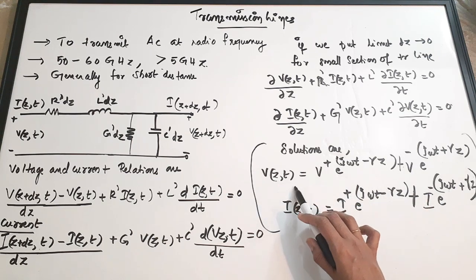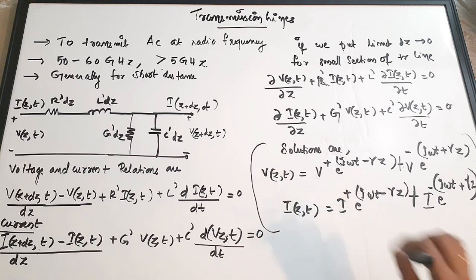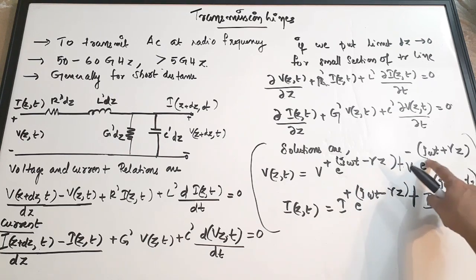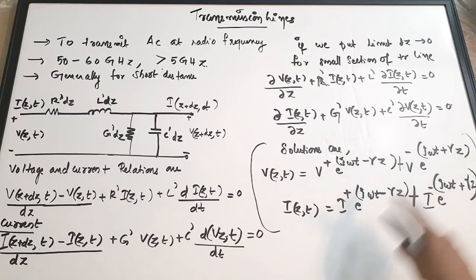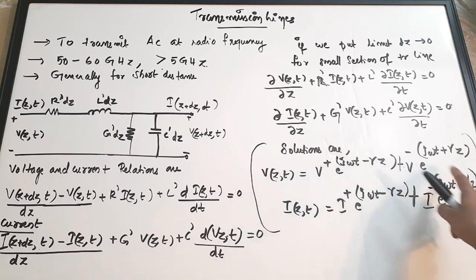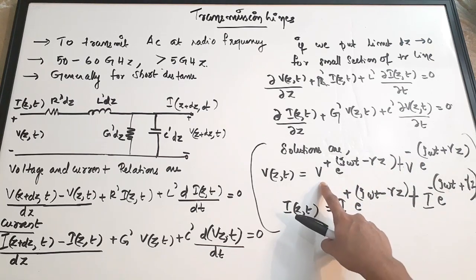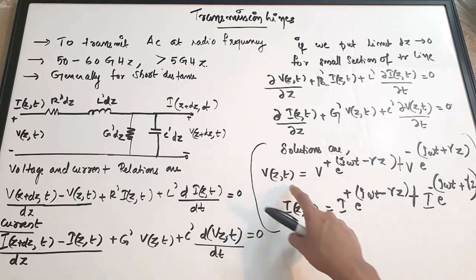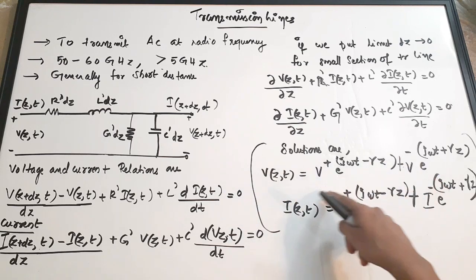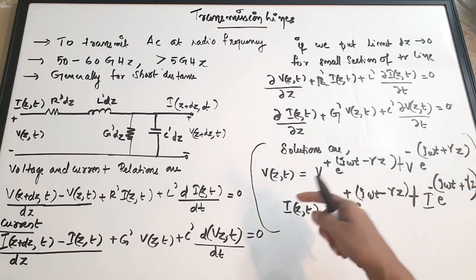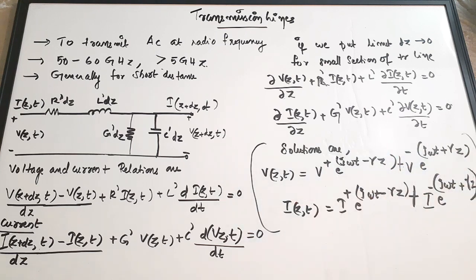So Vz(t) is equal to V+ e^(jωt − γz) + V− e^(jωt + γz). Okay, so in this voltage equation, you can see there is a V+ component and a V− component. This indicates that the voltage is actually the sum of the wave moving in the forward direction and the wave coming in the backward direction. Okay, so that is the indication of this particular solution.